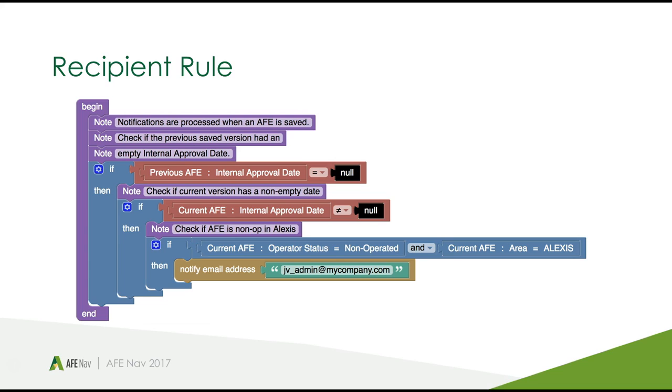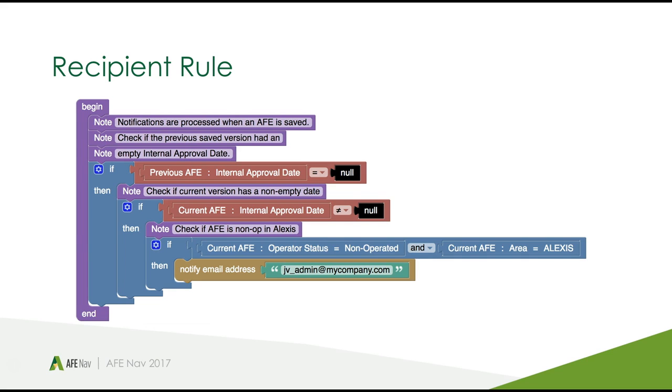When a document is saved, AFE Navigator will look for any notification rules for that document type and, if any exist, will process the Recipient Rule, which determines if anyone should receive an email for this notification due to the changes made to that AFE or RTD. The Recipient Rule decides if changes made to the AFE or RTD warrant an email notification, and if so, who should be notified. In this example, the rule is looking to see that the previous version of the AFE had no internal approval date, which would indicate it was not internally approved.